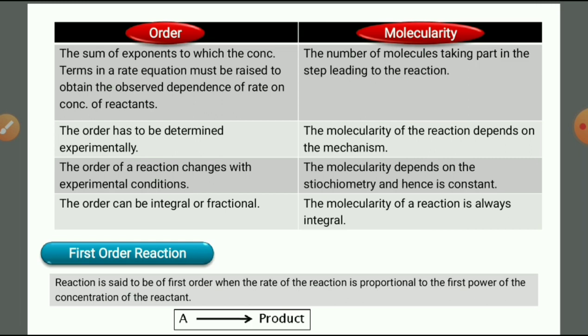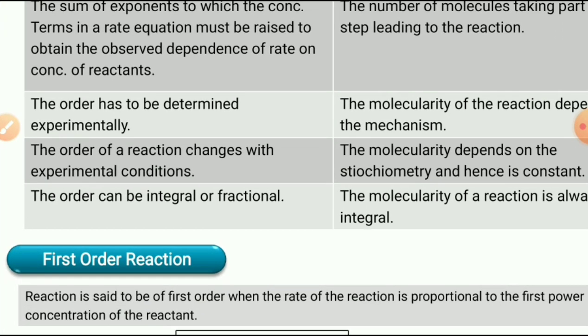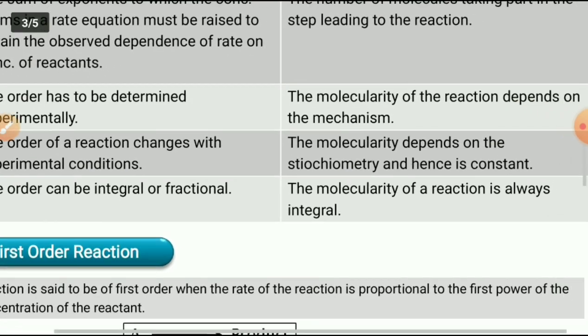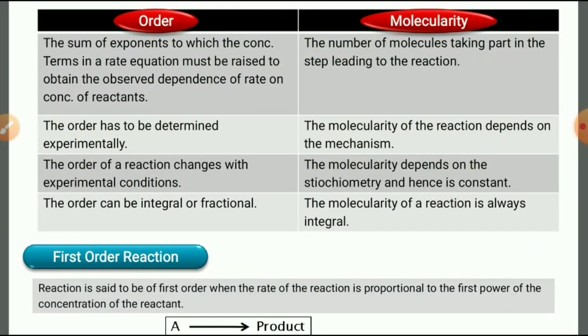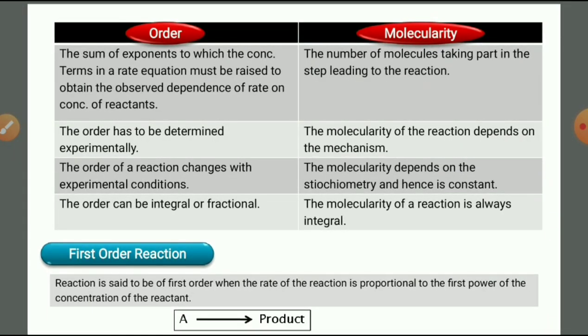Now the order of reaction can be integral or fractional. So the value of the order of reaction may be an integer or a fraction, but the molecularity of a reaction is always integral. It can never be fractional. So these are the differences between the order and the molecularity.